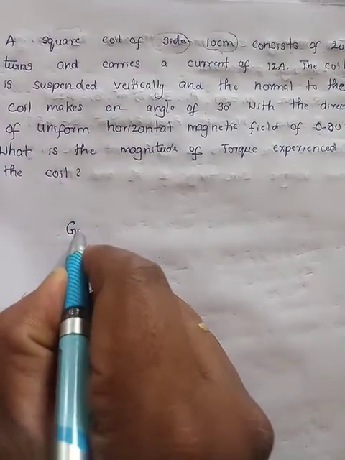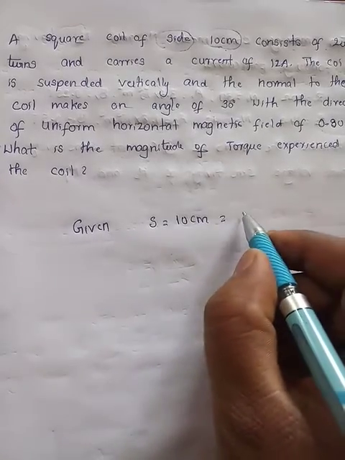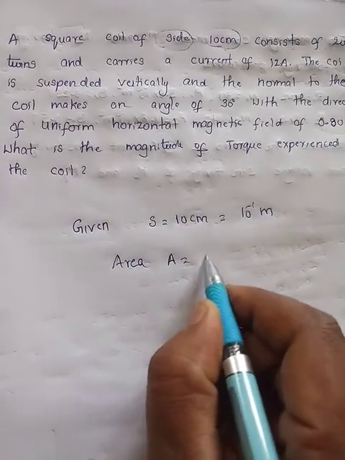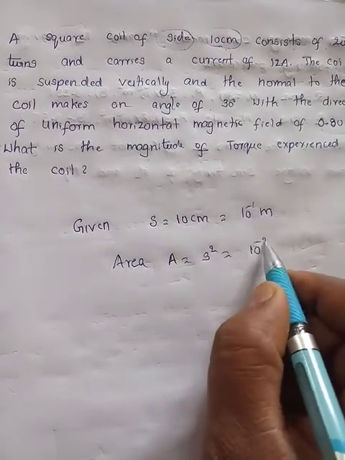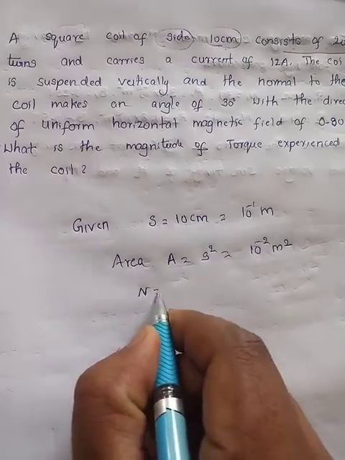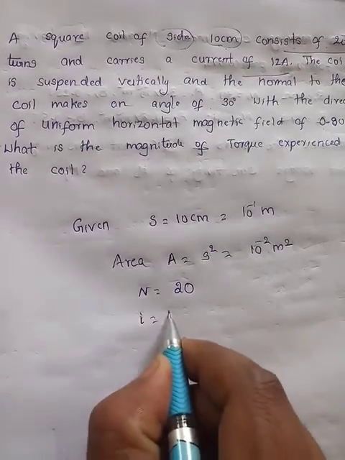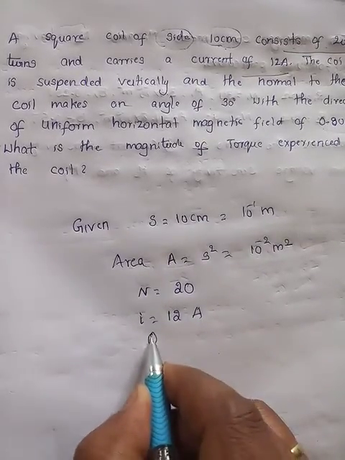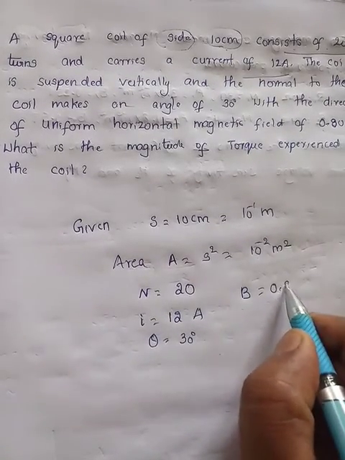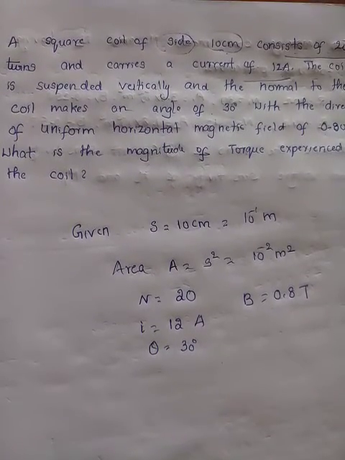Given: the shape of this one is square. So how much side? 10 centimeters, nothing but 10 raised to minus 1 meter. Area of square is equal to what? Side square. So it becomes 10 raised to minus 2 meter square. Of how many turns? 20 turns. So the number of turns is 20 and it carries a current of 12 amperes and it is suspended at an angle of 30 degrees with the magnetic field of magnitude 0.8 Tesla. Now the question is, what is the magnitude of torque experienced by the coil?